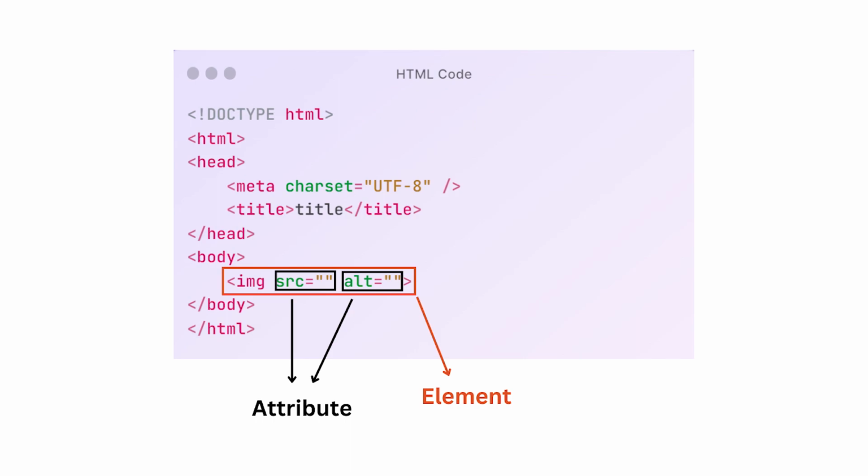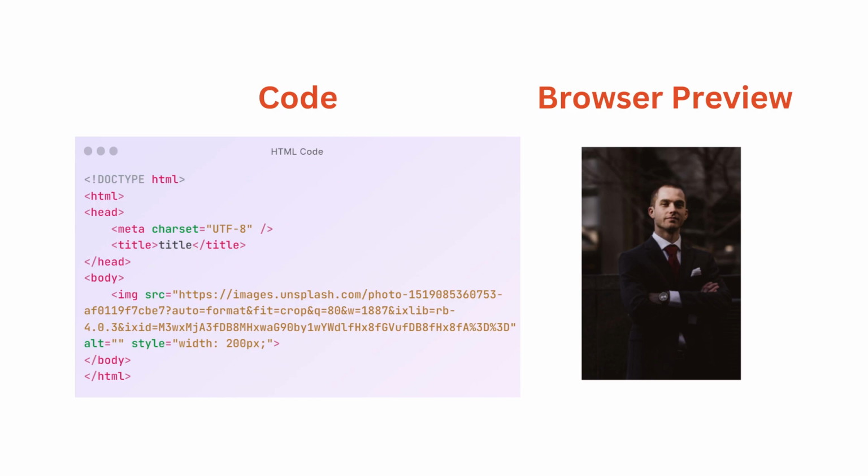Attributes are placed within the opening tag and provide properties like style or linking to other resources. Here is an example of an img element with the src attribute pointing to an image file. The attribute tells the browser where to find the image.